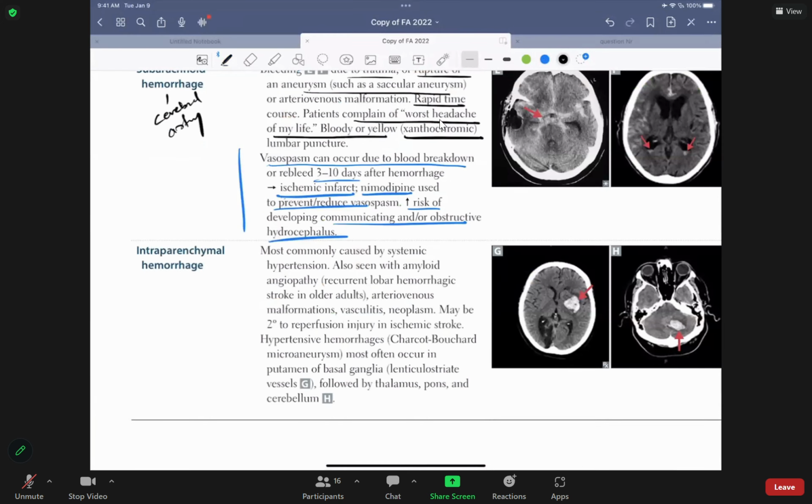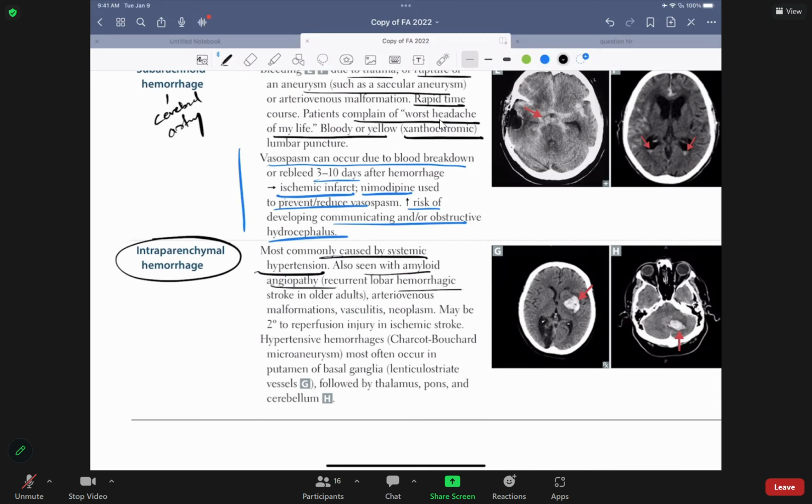We call this intraparenchymal hemorrhage. These are intraparenchymal hemorrhages. Inside of the brain it's happening, caused by systemic hypertension. Sometimes also seen with amyloid angiopathy. That means the blood vessel is already weak. If the blood vessel is already weak, even a little high blood pressure will rupture it. Is that clear, folks? All right.